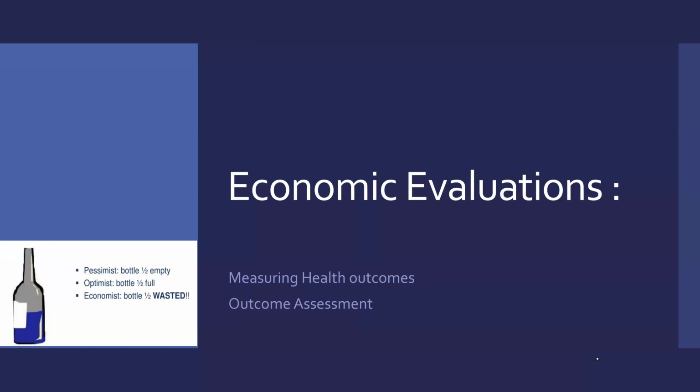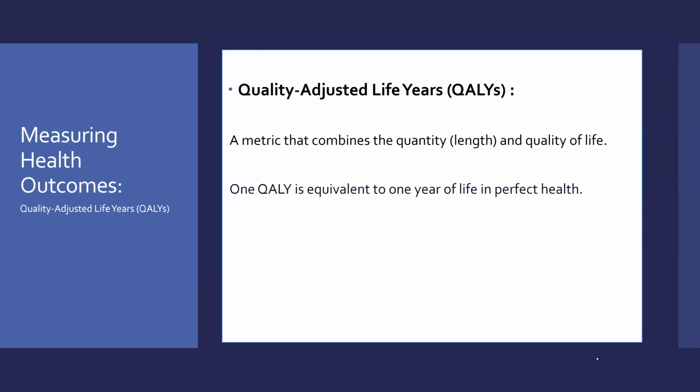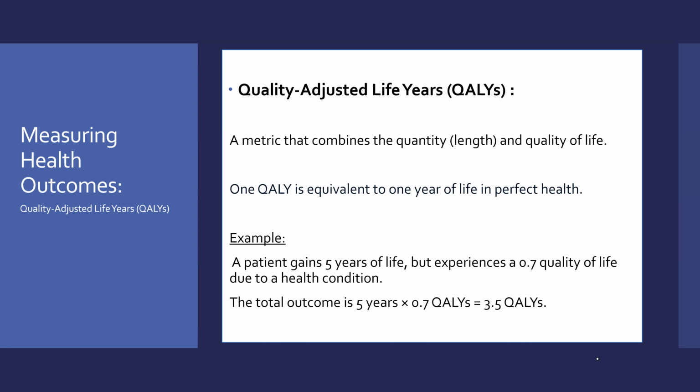Now, in economic evaluation, we have to measure the outcomes and then comes the assessment. So how do we look at the outcomes? In our RCTs, we have outcomes like mortality or reduction in blood pressure level. Here, one of the outcomes you can look at is the quality adjusted life year. It looks at both how long you live, the quantity of life, and how well you live, the quality of life. For example, if somebody has lived for 1 year with 100% quality, that is 1 QALY. Similarly, 5 years but only 70% quality would be 5 times 0.7, 3.5 QALYs.